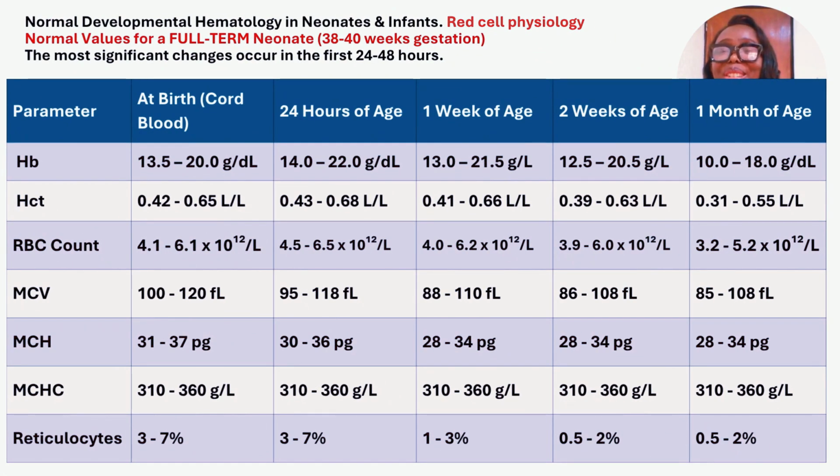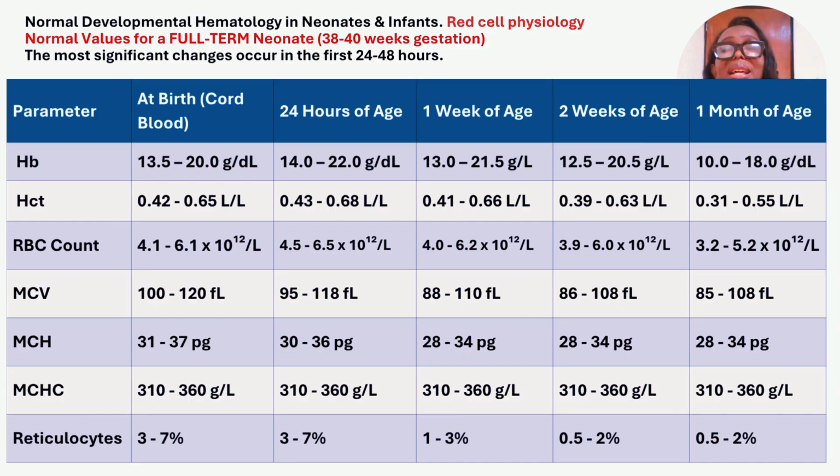This table is showing us the normal values for a full-term neonate between 38 to 40 weeks gestation. You should know that the most significant changes occur in the first 24 to 48 hours of birth. Let us take the first parameter, hemoglobin. At birth, that is cord blood, hemoglobin level is between 13.5 to 20 g/dL. At 24 hours of birth, there is an increase to about 14 to 23 g/dL.